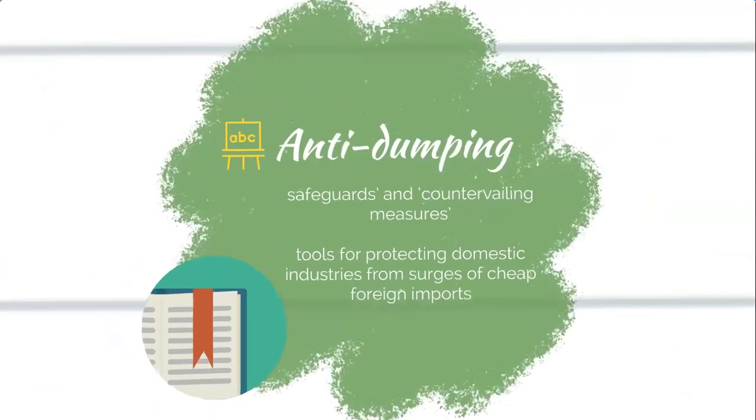When it comes to anti-dumping duties, or these are called safeguards or countervailing measures, these are tools for protecting domestic industries from the surges of cheap foreign imports. These measures allow nations to temporarily protect their economies against fluctuations in trading patterns.